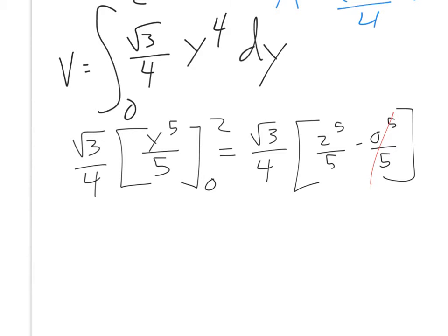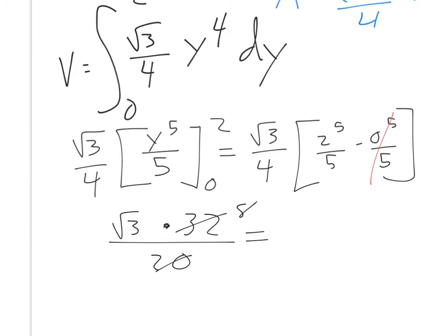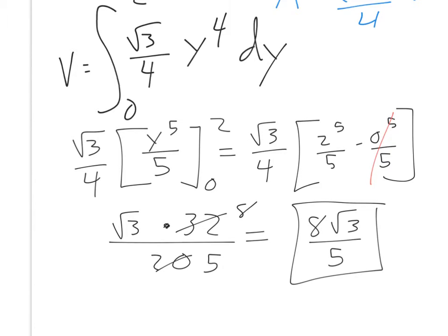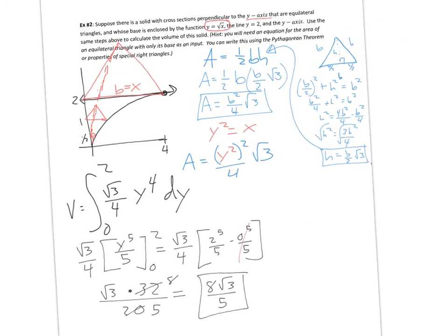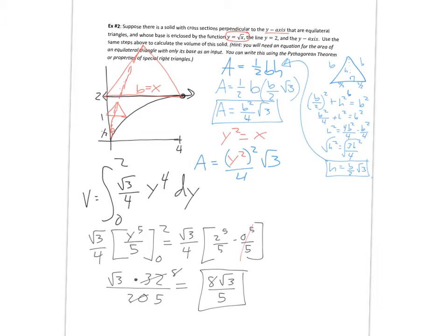All right. We have rad 3 times 2 to the 5th, which is 32. And 4 times 5 on the bottom is 20. This obviously reduces. We could take a 4 out of both of these, leaving you with an 8 and a 5. And so I could write this as 8 rad 3 over 5. And that would be the volume of this interesting solid created by these parameters as a base with equilateral triangles.